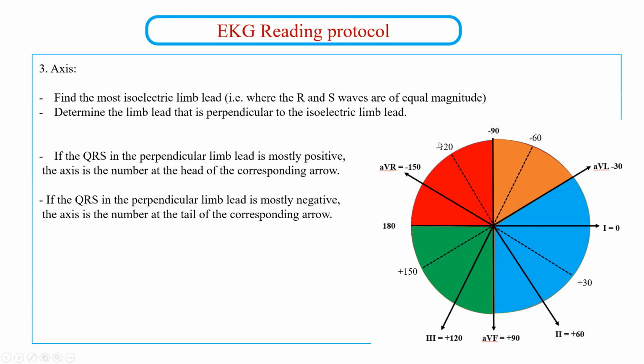After knowing this, and this is very important, here is how we can determine the axis. After determining the perpendicular lead, now we look at the perpendicular lead. If the QRS complex in the perpendicular lead is mostly positive, then the axis is the number at the head of the arrow. But if the QRS complex in the perpendicular lead is mostly negative, then the axis will be the number at the tail of the arrow. So that's why it's really important to know which lead you are talking about and what the complementary angle at the tail of each axis is.